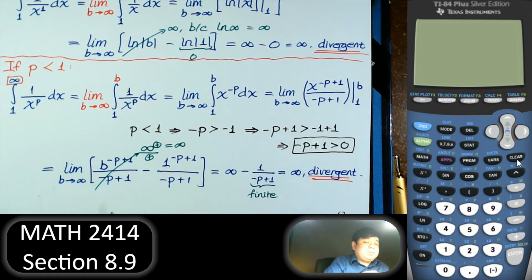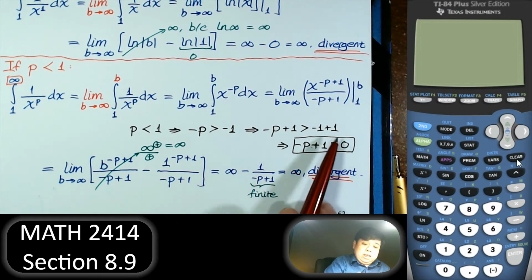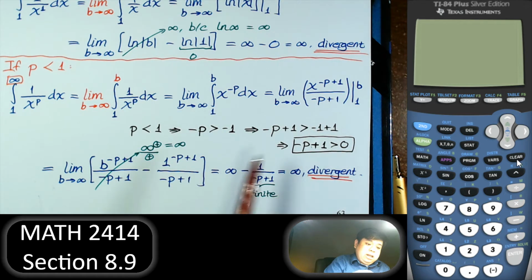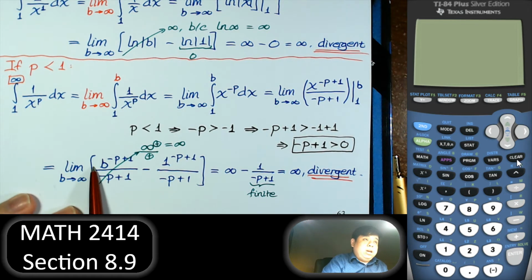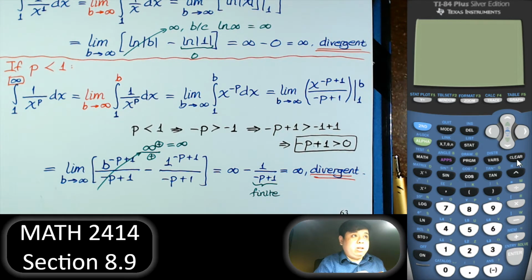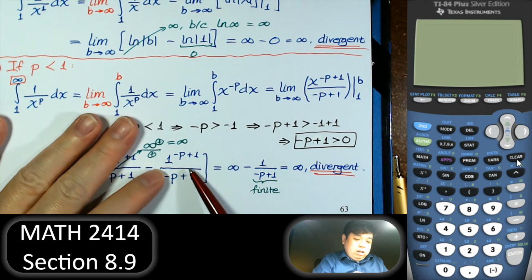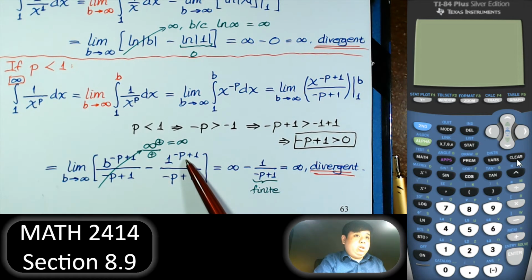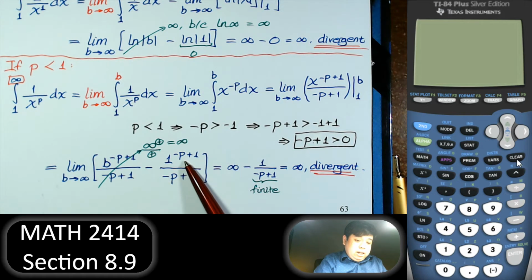Once again, because negative p plus 1 is positive, we have the top be infinity go to positive. So the top is infinity, the bottom is positive. Infinity divided by a positive number is still infinity. And that one, 1 raised to any power is still 1. And then negative p plus 1 is positive.